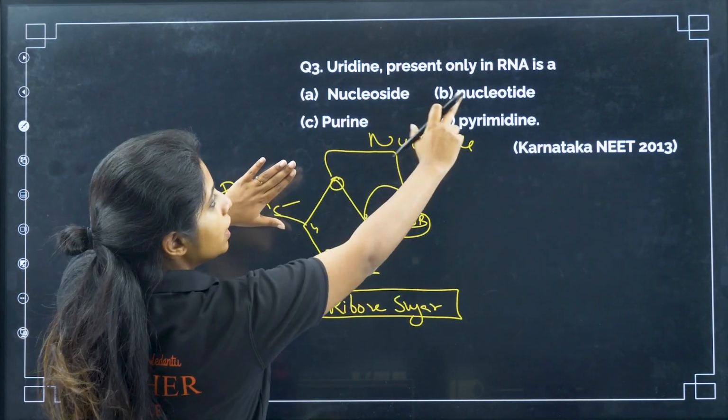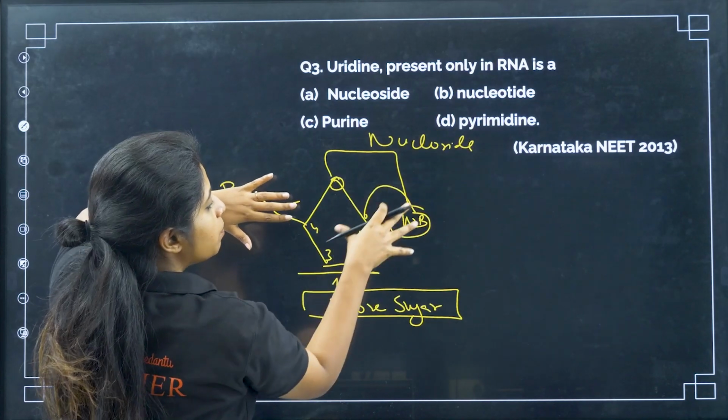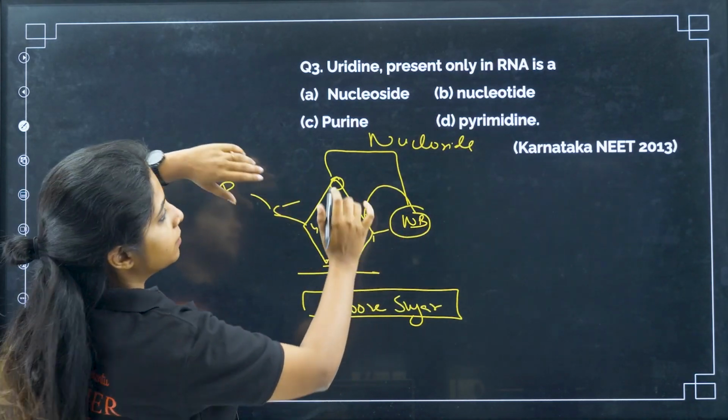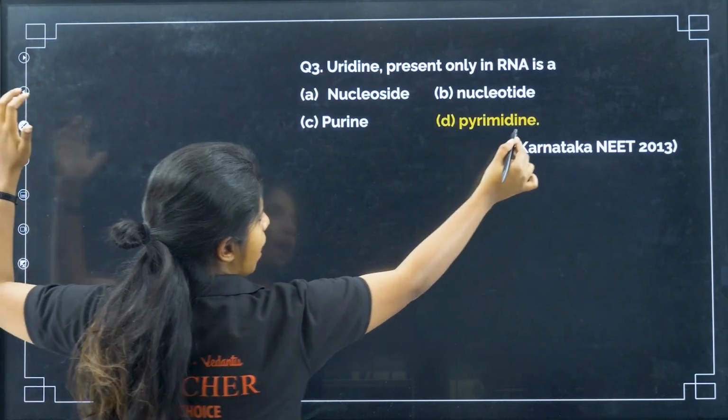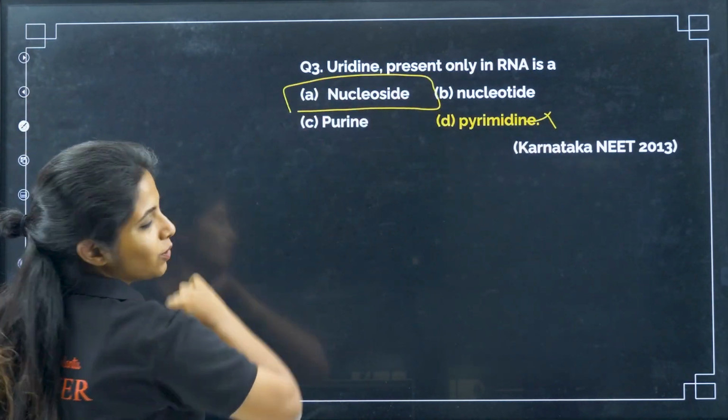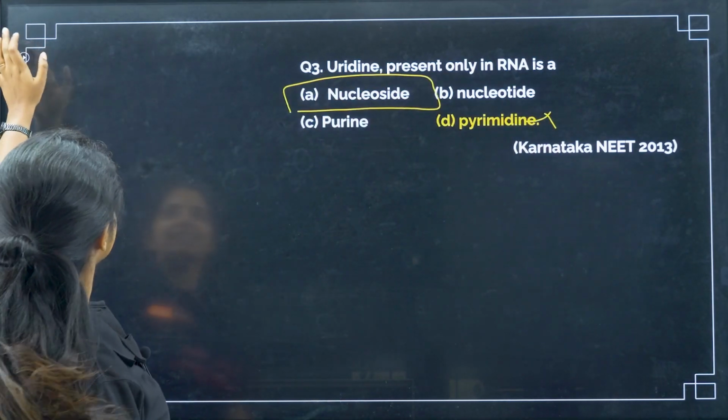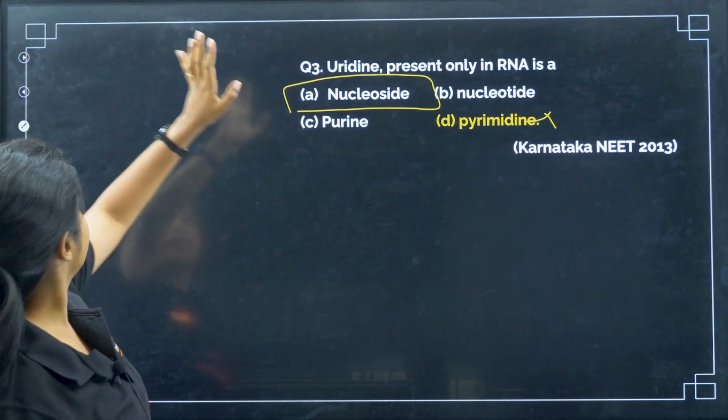You are asked about uridine. Uridine, present only in RNA, would be what? A nucleoside. Not a nucleotide, not a pyrimidine, not a purine. I might have marked pyrimidine, but the answer is nucleoside.